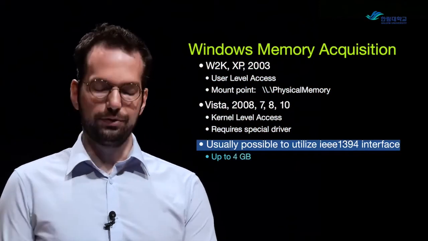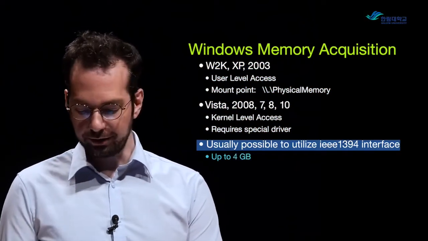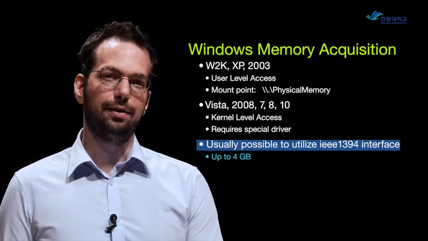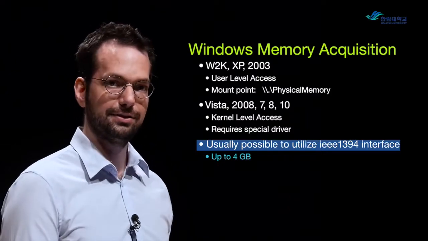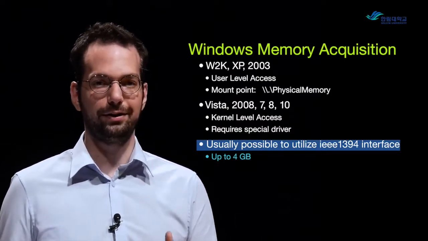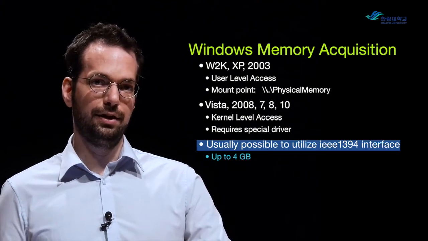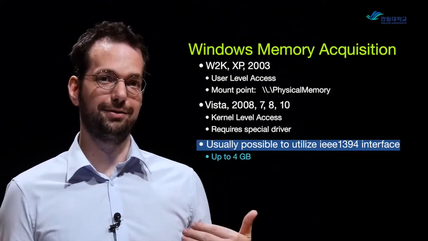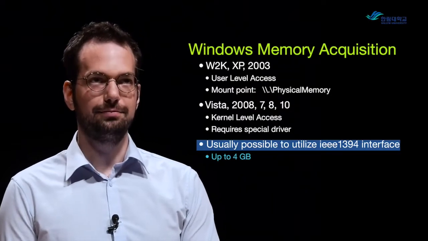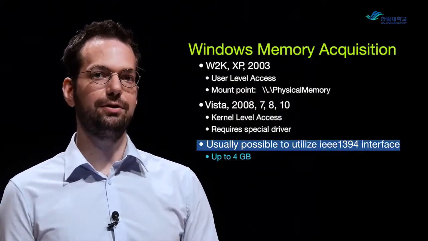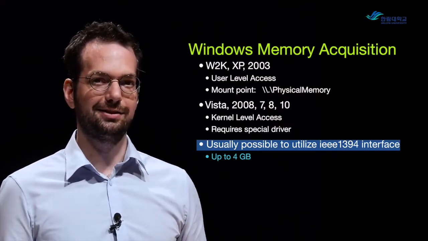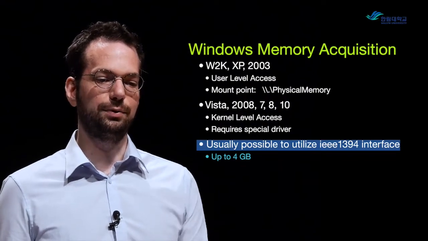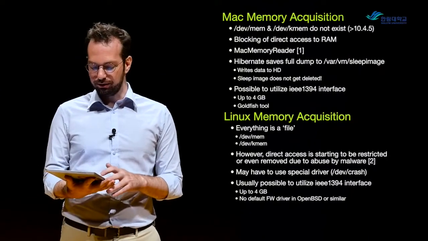It's also usually possible to utilize what's called FireWire, or IEEE 1394 interfaces, to be able to access up to 4 gigabytes of RAM directly outside of the system. So if I have a computer that has a FireWire interface, I can connect it to another computer and get access to 4 gig, and I can make copies of that 4 gig. Luckily, for most systems, if there's a password available in RAM, it's going to be in the first 4 gig. So we've had a lot of success with getting into systems once we collect memory over FireWire like that. Although we're not seeing FireWire too much anymore, especially on PCs.